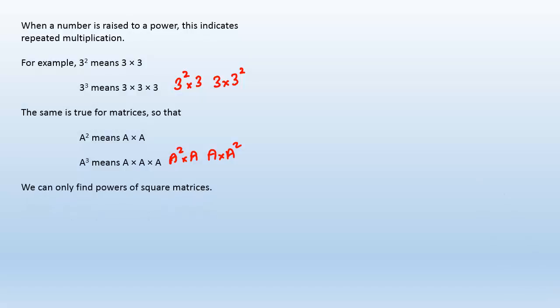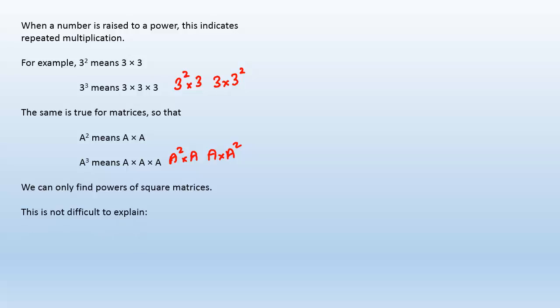We can only find powers of square matrices. Remember, to multiply two matrices, we have to have the same number of columns in the first matrix as the number of rows in the second matrix. So in order for this to work with powers, it will only work if the number of rows and columns are the same in the original matrix that we start with. So it has to be a square matrix, such as a 2 by 2 matrix or a 3 by 3 matrix, and so on.